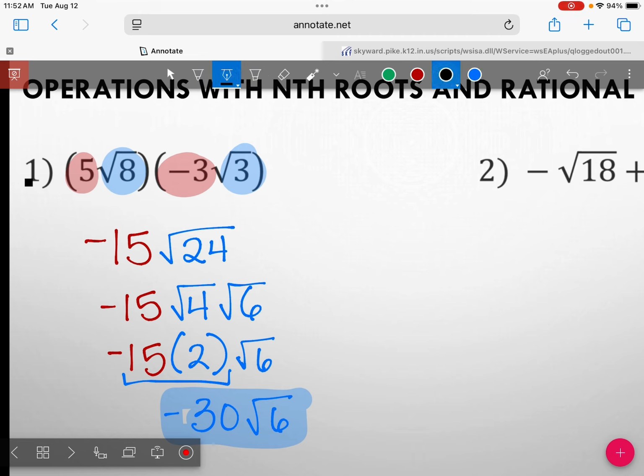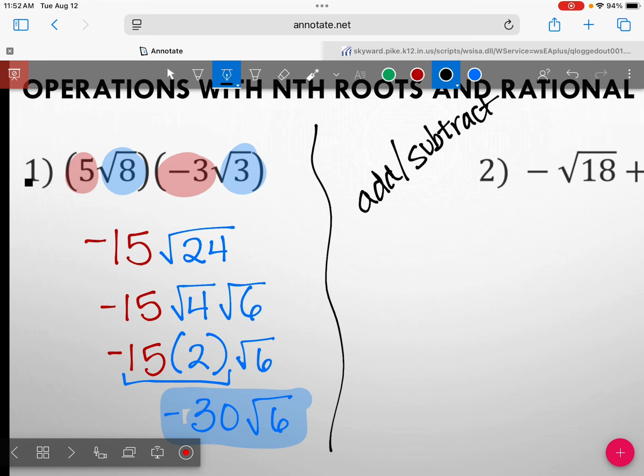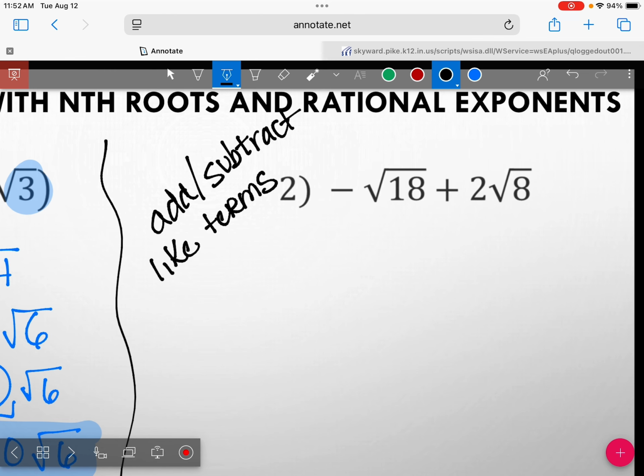Now, when you're adding or subtracting, you have to have like terms. So add or subtract. They have to be like terms. And what that means is they have to have the same number underneath the square root. And when you look at number 2, currently they're not the same. We have an 18 and we have an 8. So what we need to do is simplify them both individually.